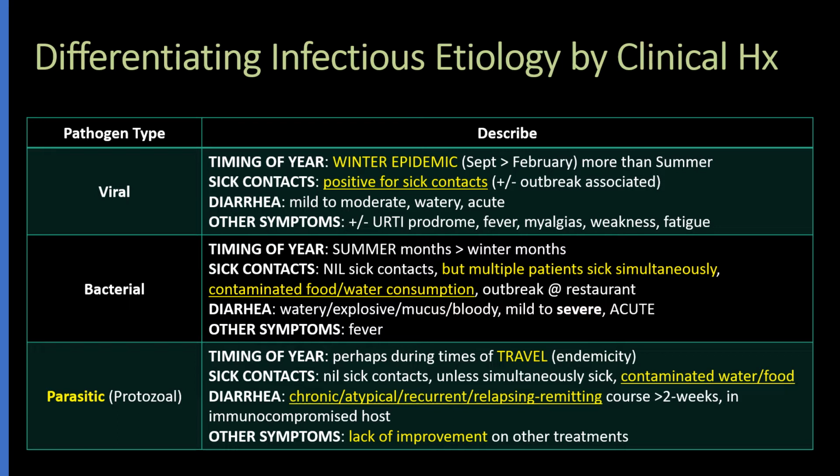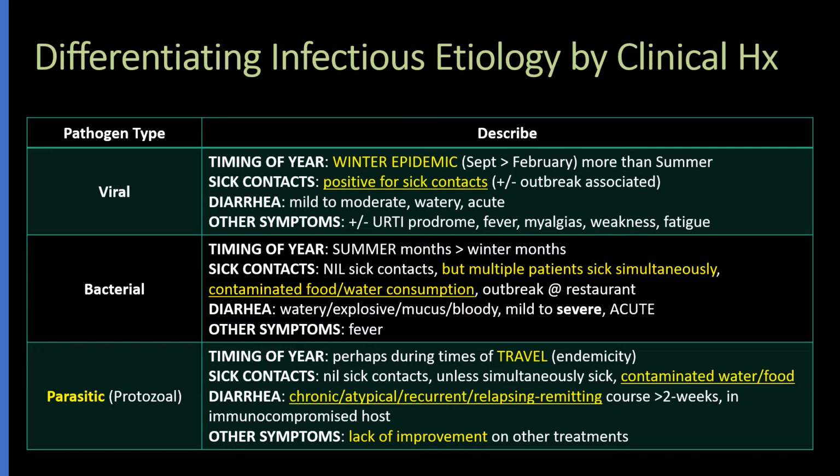Bacterial diarrhea is not associated with winter epidemics or sick contacts, but commonly patients are noted to develop illness simultaneously, i.e. all eating at the same restaurant and becoming sick at the same time. It is also associated with contaminated food. Diarrhea is acute and can be moderate to severe, ± involve a bloody or mucus component with bacterial diarrhea. The most common bacteria causing that in Canada and in Alberta specifically are Clostridium perfringens and Bacillus cereus.